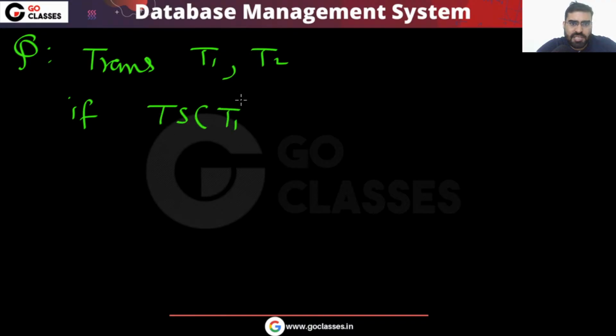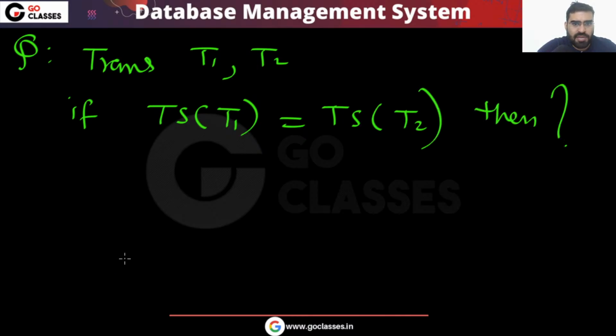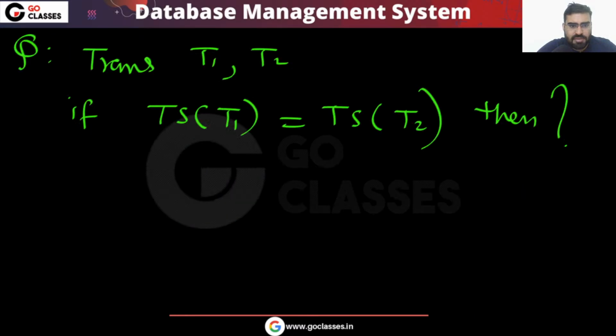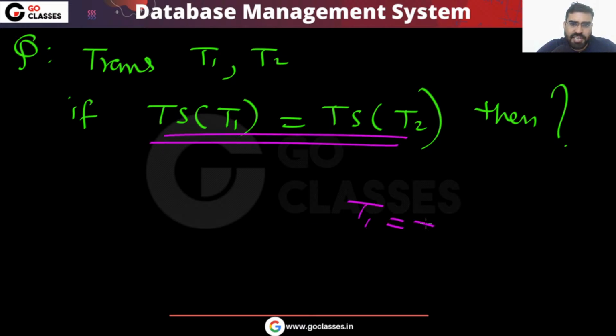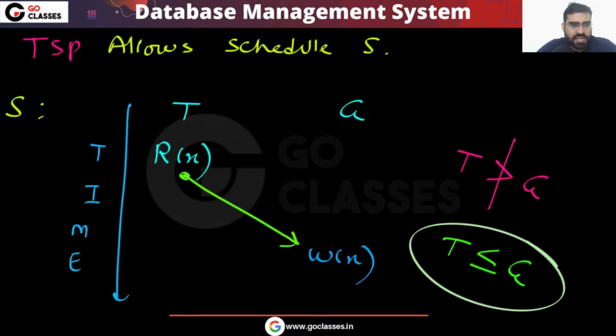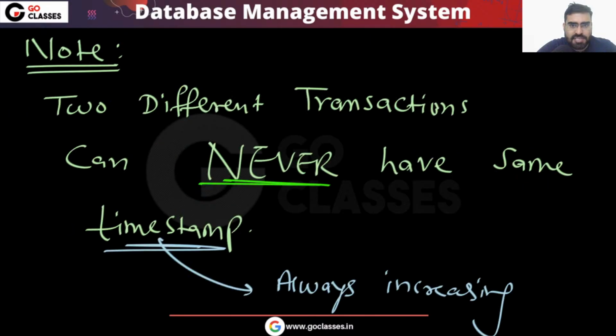For example, let's assume there are two transactions, T1 and T2. If the timestamp of transaction T1 is equal to the timestamp of transaction T2, what can you say? Simple question I am asking. If they have the same timestamp, then the answer will be T1 is same as T2. They will be the same transaction. So two different transactions can never have the same timestamp.